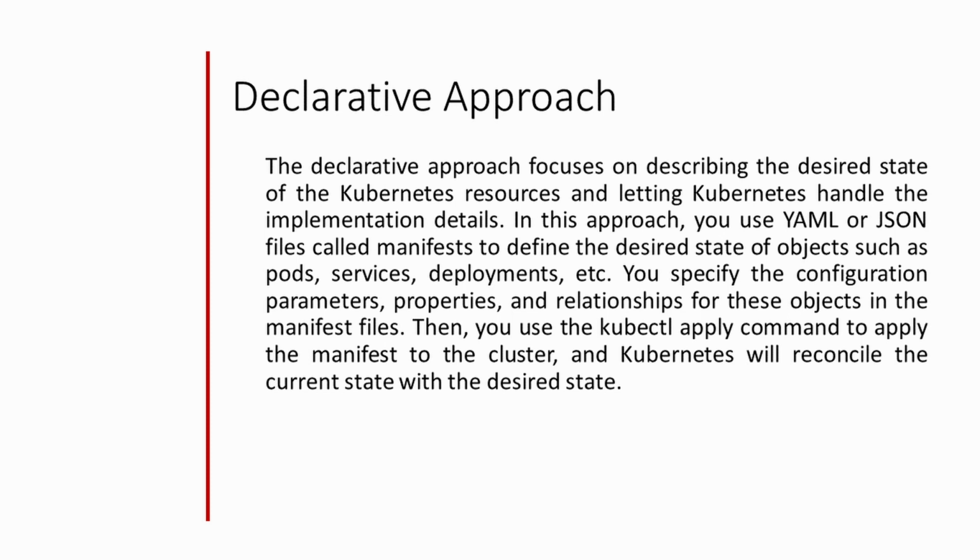In this approach, we use YAML or JSON files called manifests to define the desired state of objects such as pod, service, and deployments. We specify the configuration parameters, properties, and relationships for these objects in the manifest file. Then we use the kubectl apply command to apply the manifest to the cluster, and Kubernetes will reconcile the current state with the desired state.